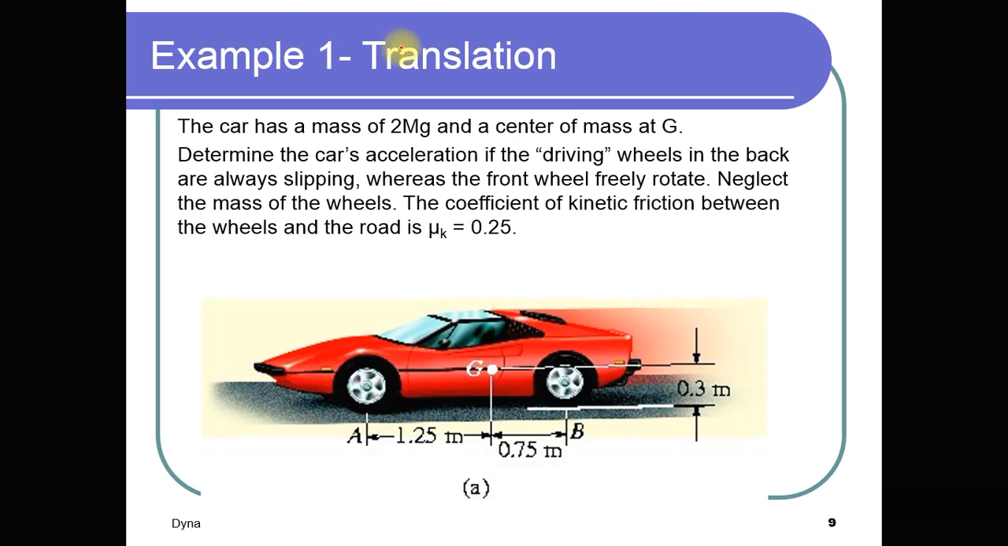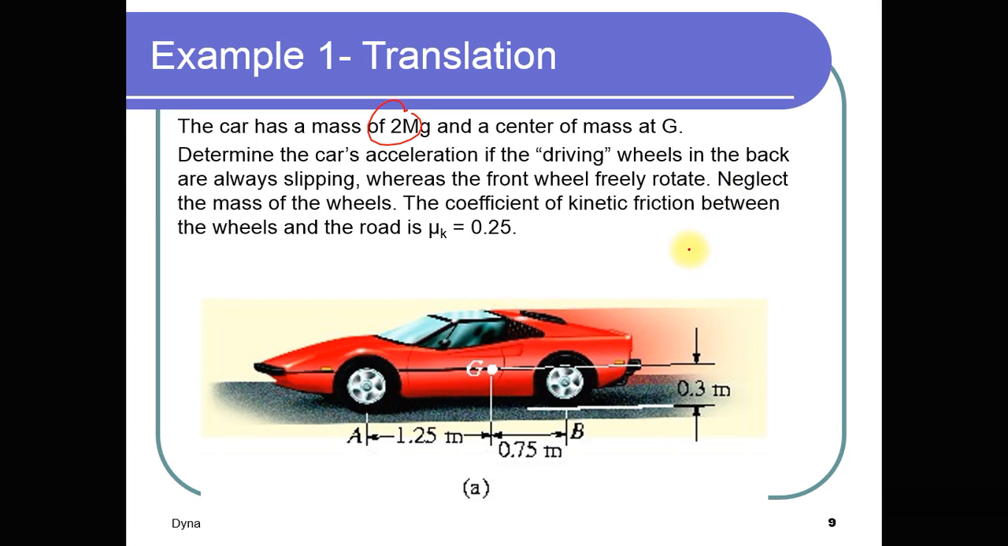Okay, let's see example 1 over here. The car has a mass of 2 megagram, and this is the center of mass over here. The statement says that friction only occurs at the back wheel, so the front wheel rotates freely. So neglect the mass of the wheel.